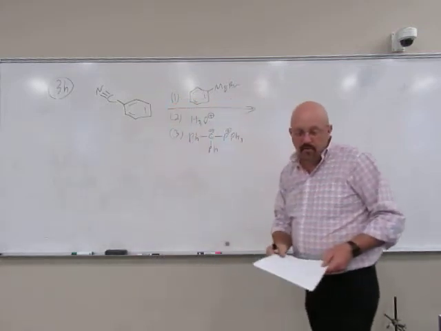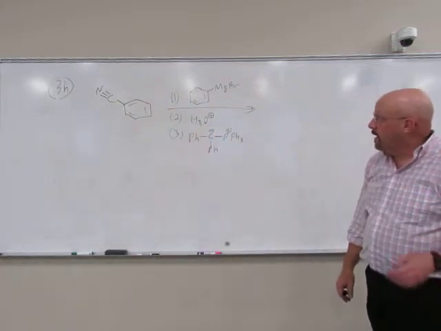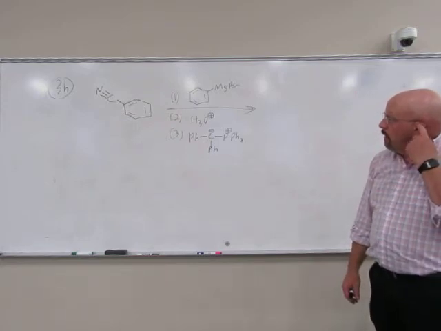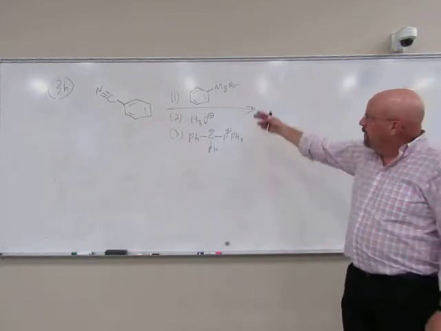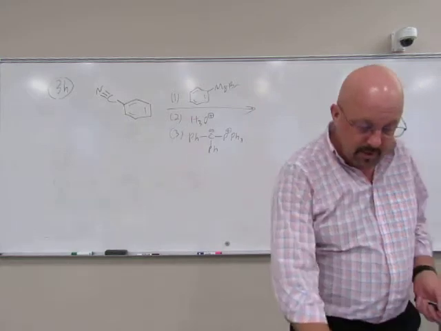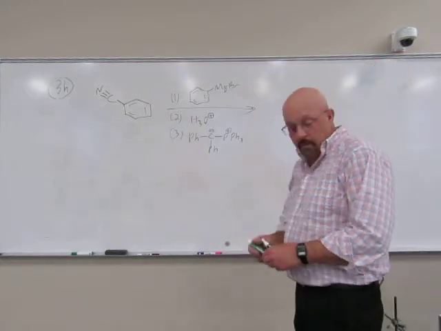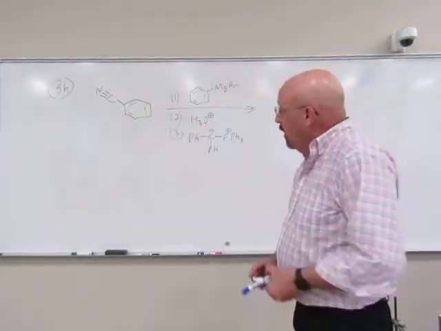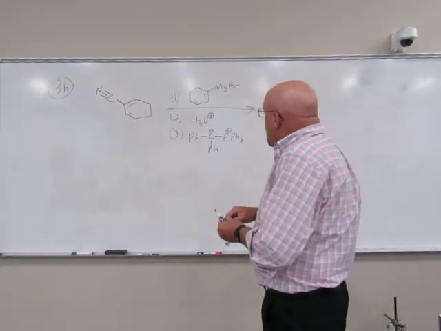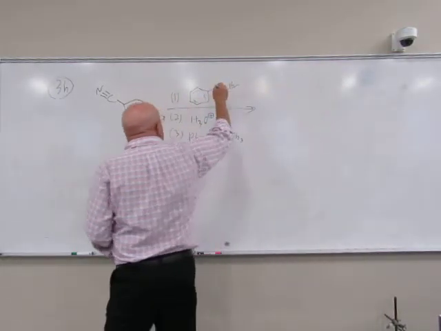Okay, let's take a look at our next one here. So we're starting off, we have a nitrile group there. We have a Grignard reagent here in the first step. Grignards will react with nitriles. They go to make ketones.